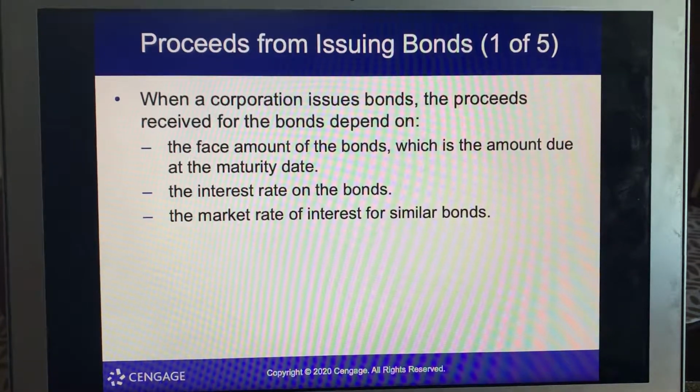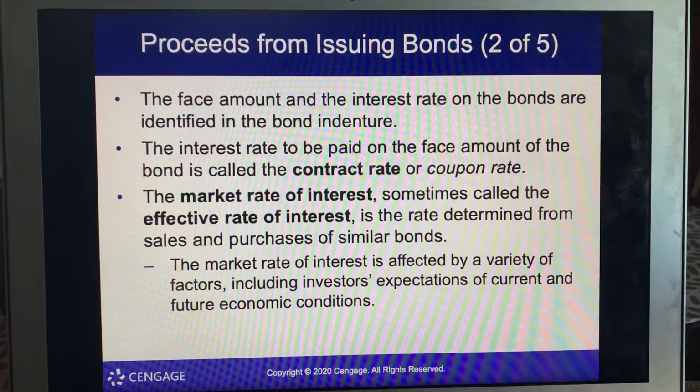When a corporation issues bonds, the proceeds received for the bonds depend on the face amount of the bonds, which is the amount due at the maturity date, the interest rate on the bonds, and the market rate of interest for similar bonds. The face amount and the interest rate on the bonds are identified in the bond indenture. The interest rate to be paid on the face amount of the bond is called the contract rate or coupon rate.